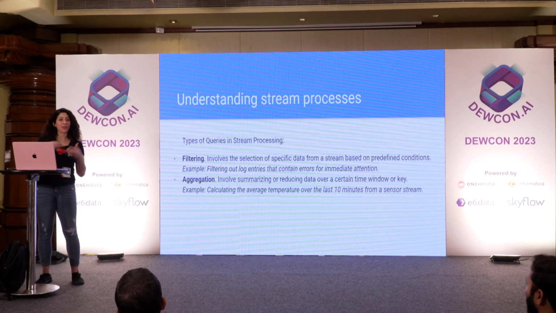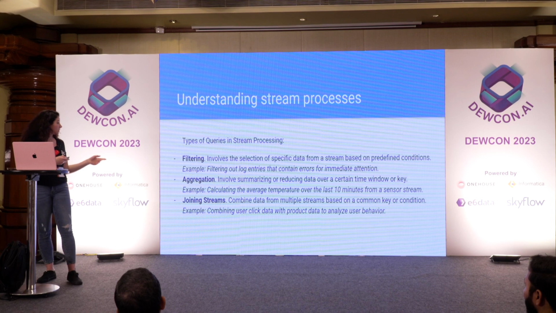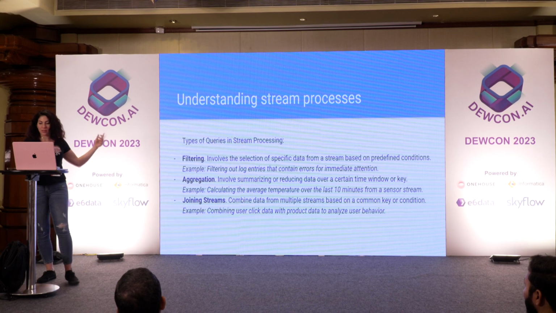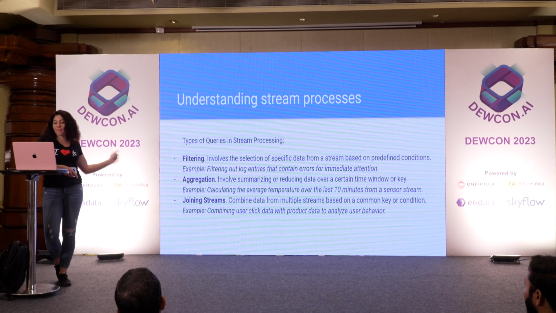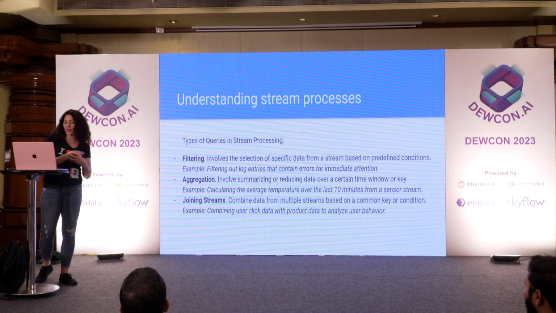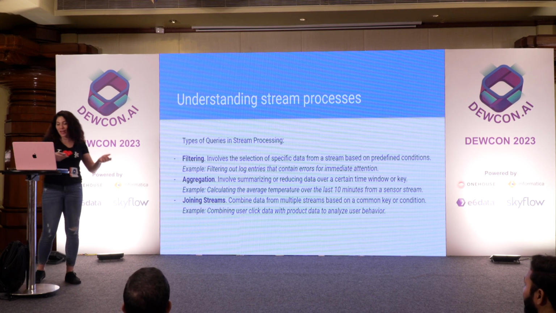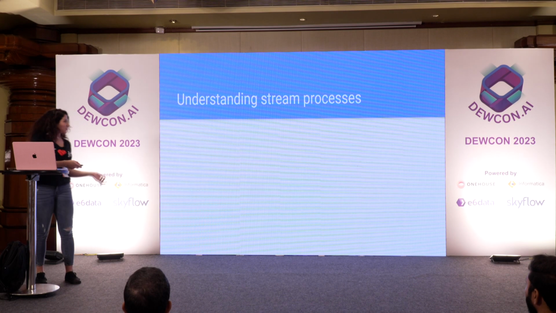And then you have the ability for joining streams, where you're combining data from multiple streams based on a common key or condition. This is actually one of the examples in the demo that we're showing, where you combine user click data with product data to analyze user behavior. That's an example of joining streams. You can join a lot of streams. You can join dozens of streams. I don't have a lot of use cases for joining dozens of streams, but you can do it.